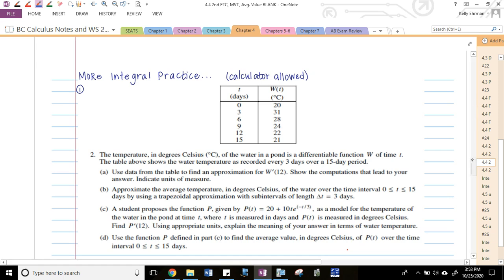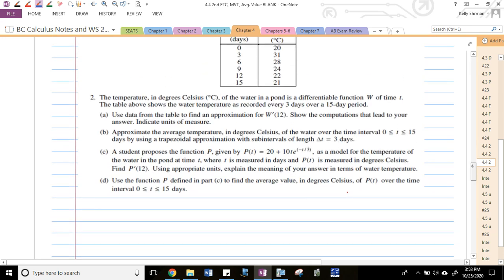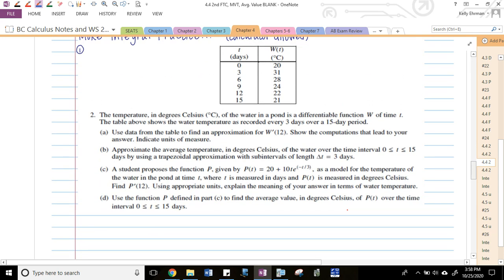So here's some more integral practice, and we can use calculators. The temperature in degrees Celsius of the water in a pond is a differentiable function W of time t. The table above shows the water temperature as recorded every 3 days over a 15-day period. Part A says use the data from the table to find an approximation for W prime of 12. Show computations, indicate units of measure.